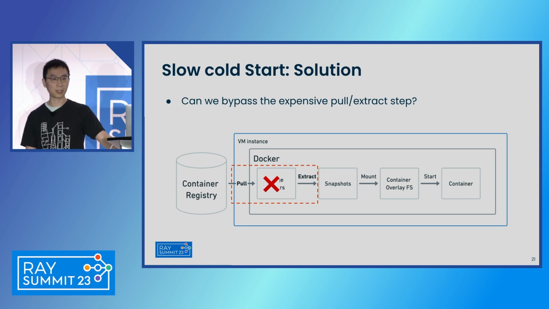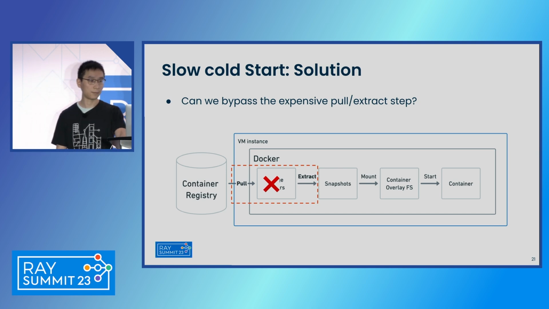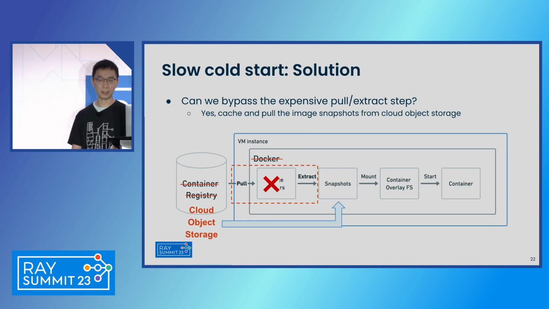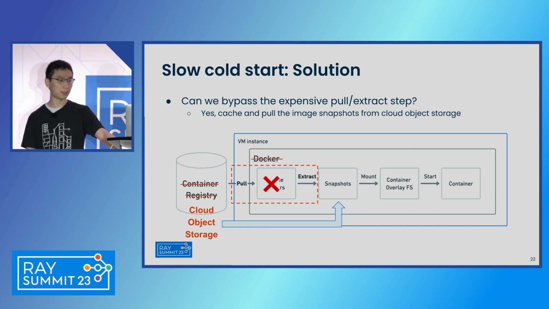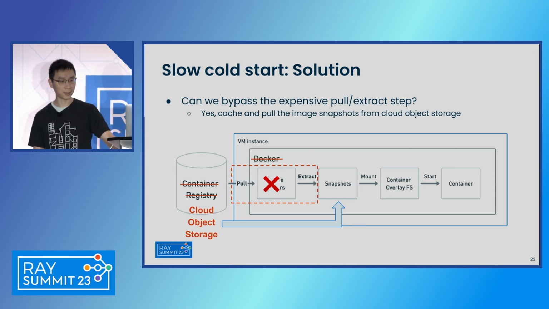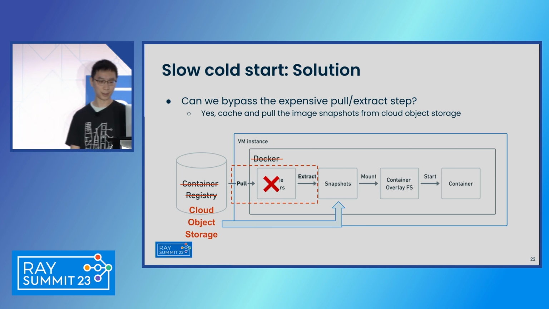So then we start to think about how can we bypass this expensive pull and extract step. And yes, we come up with this idea such as if we cache the image snapshot in the cloud object storage, we can directly pull the snapshot onto the VM instance and then mount them as a container file system and start the container process.